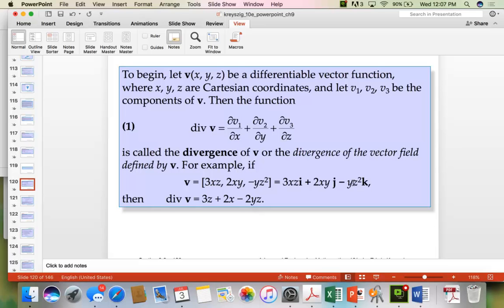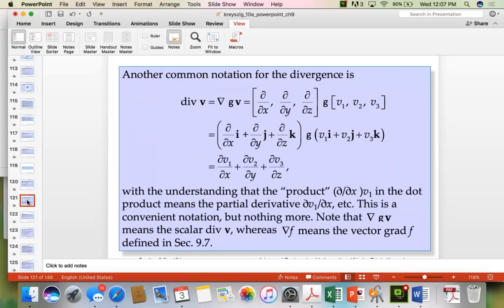In order to take the divergence, for this first component we would take the partial with respect to x, which would leave us with 3z. Here we would take the partial with respect to y, which would leave us with 2x. And here we would take the partial with respect to z, which would leave us with minus 2yz. So that's how the divergence operation is conducted. The divergence operation gives you an idea of how directed your field is.